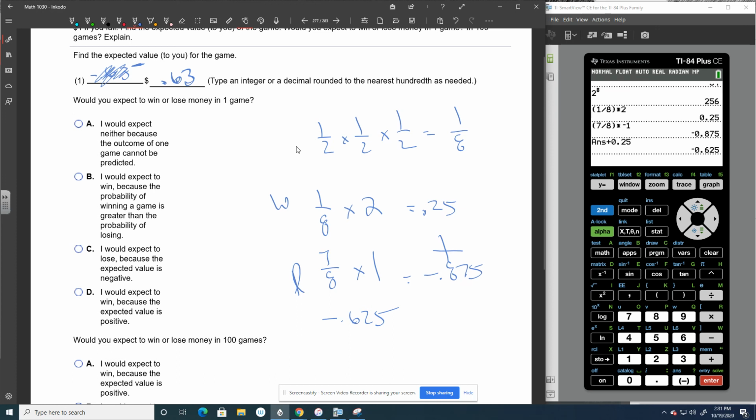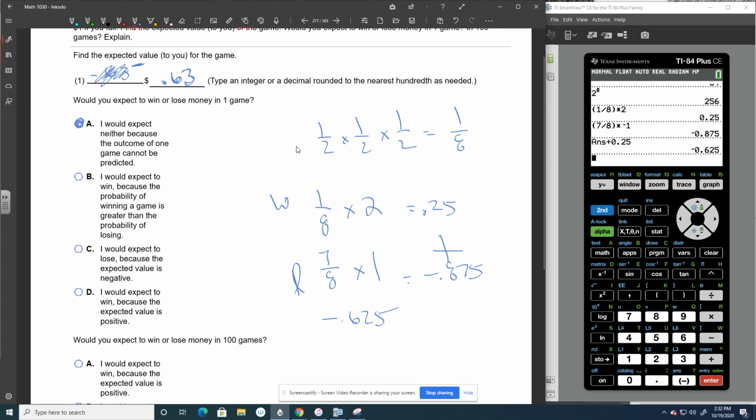Would you expect to win or lose in one game? I would expect neither, because the outcome of one game can't be predicted, right? You can't say that you expect to win because the probability of winning a game is greater than the probability of losing. Actually, no, the probability of losing is higher than winning. But expected value is not based on one game.